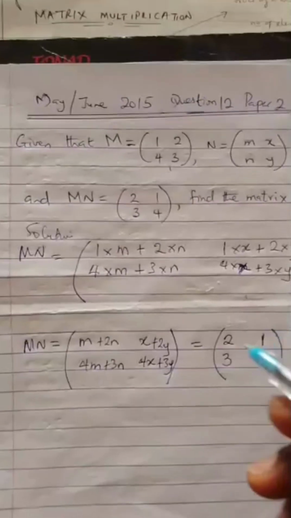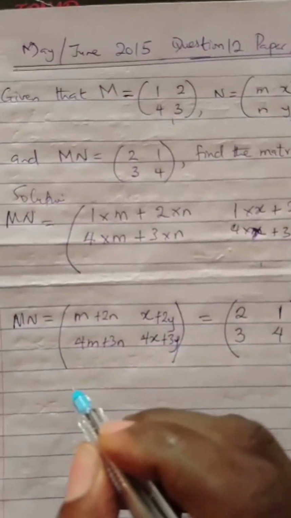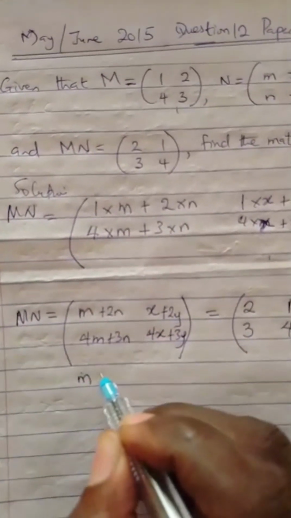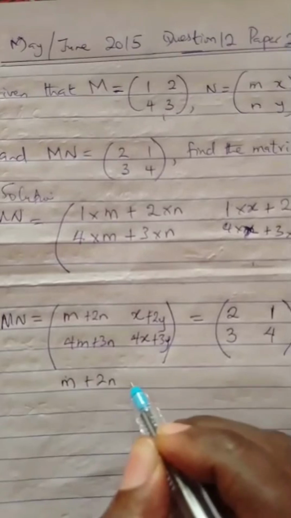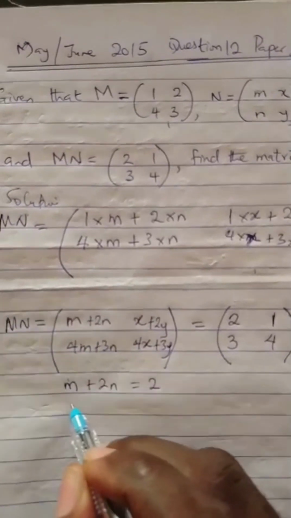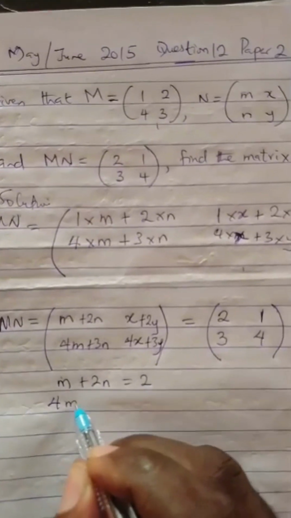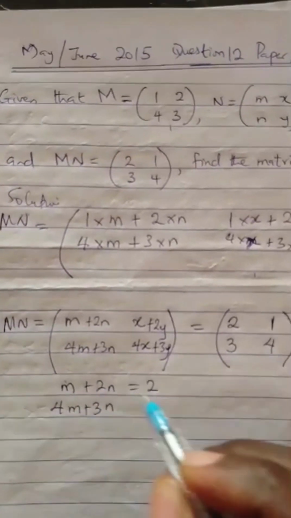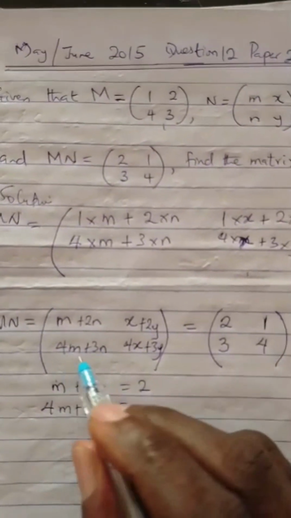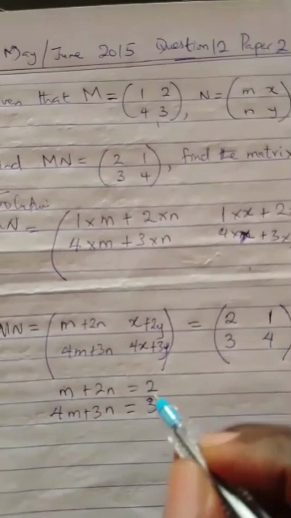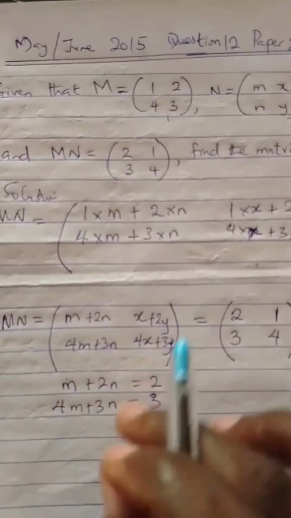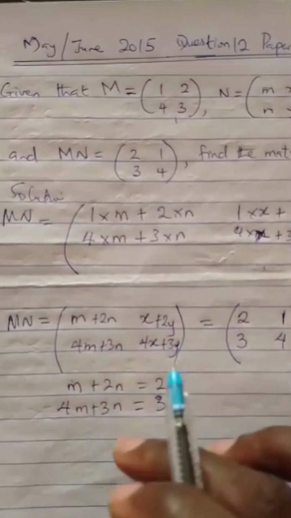Right, so let's see what this gives us. We have a simultaneous equation, I guess. So n plus 2n is equal to 2, then we have 4m plus 3n is equal to 3, because I like to bring the letters together. So this gives us a simultaneous equation in m and n.